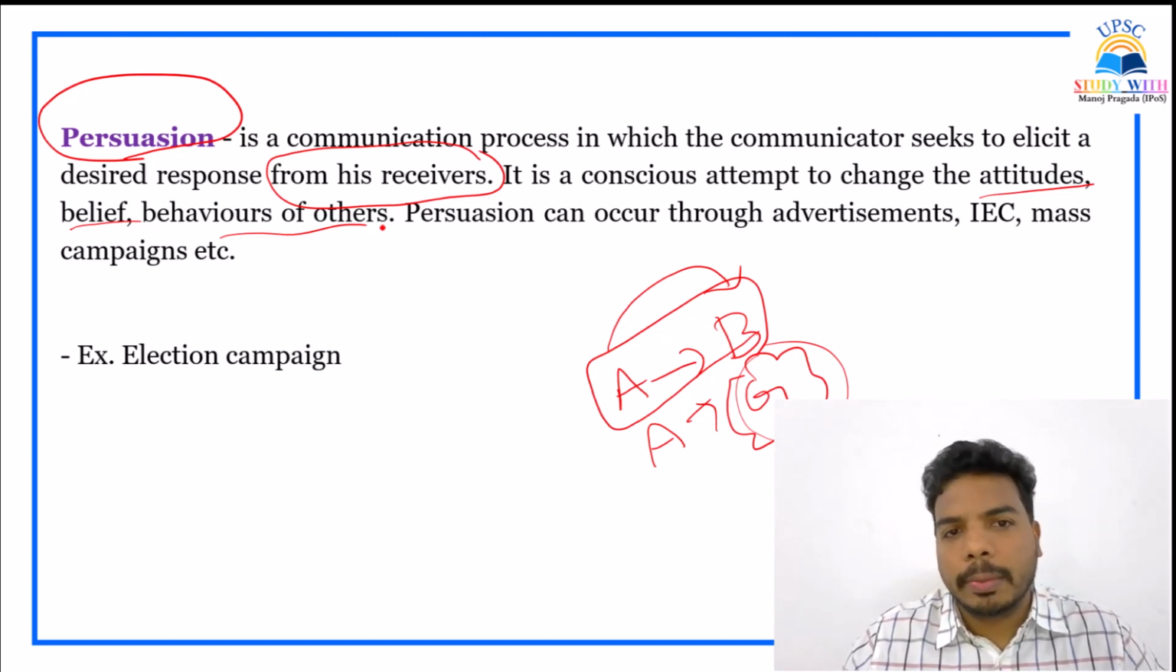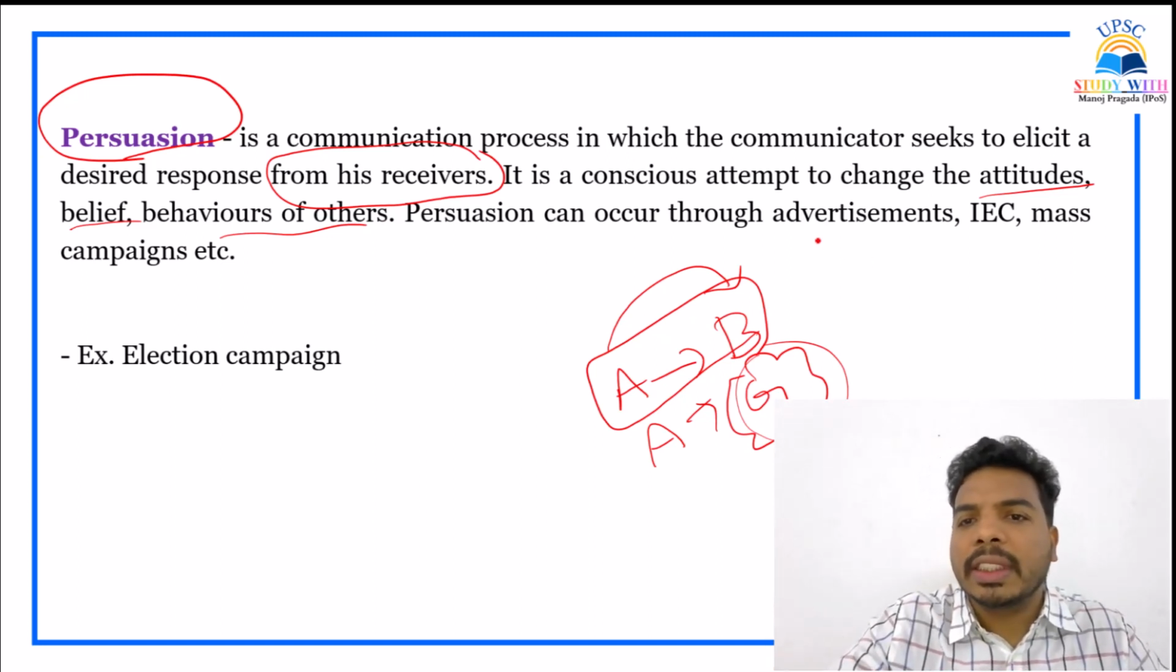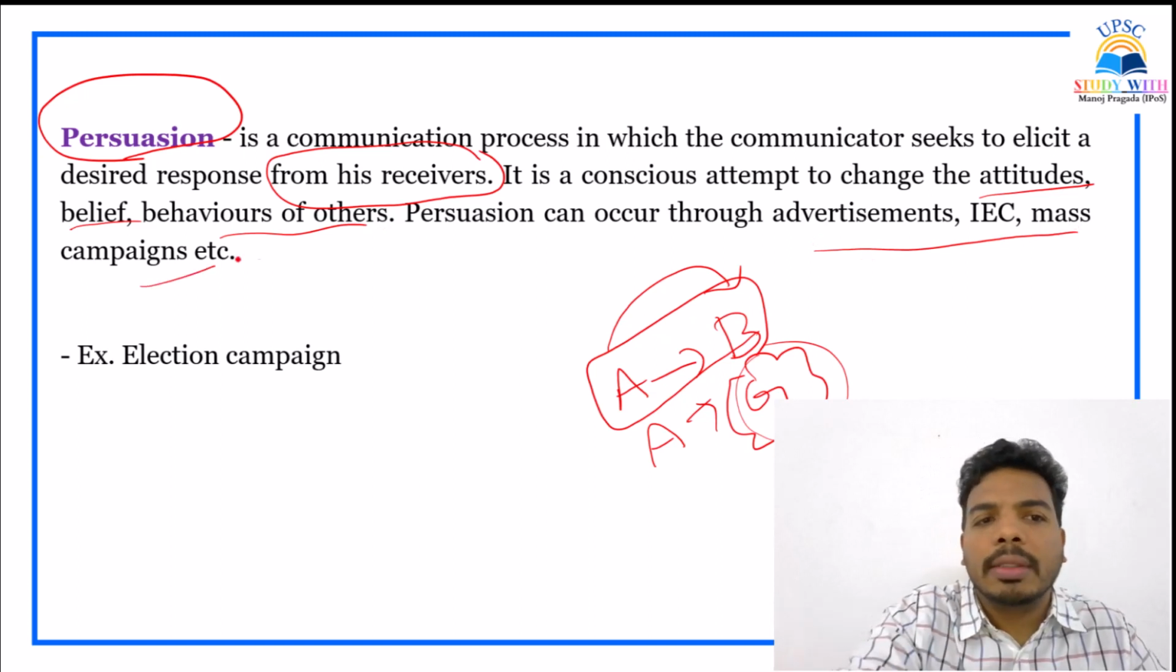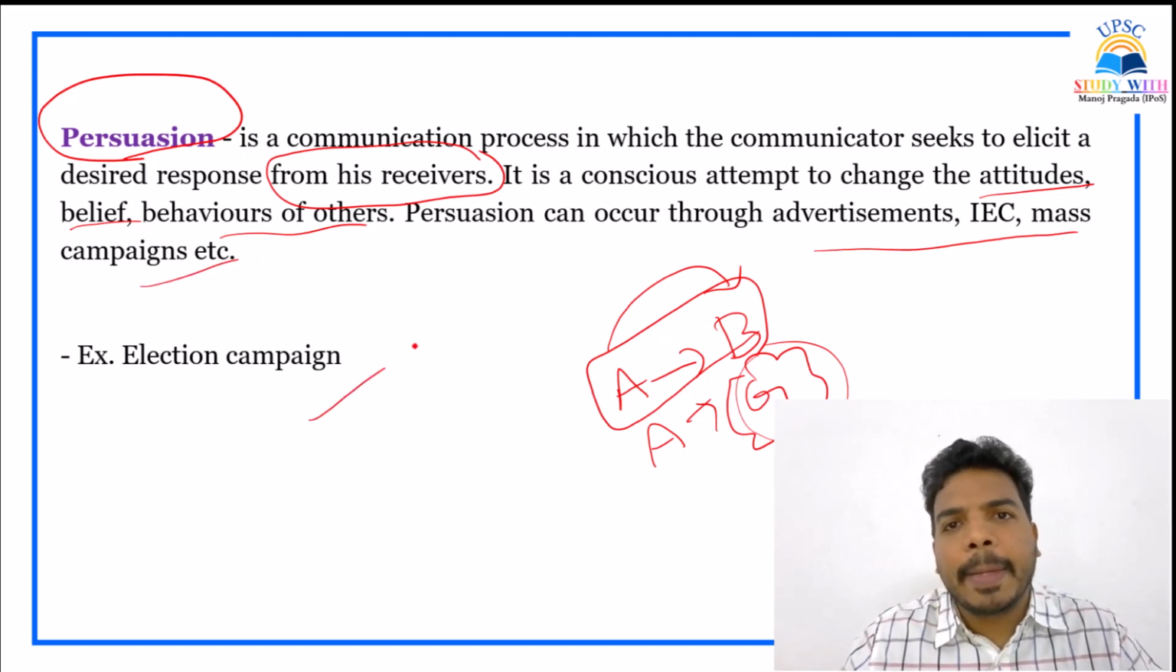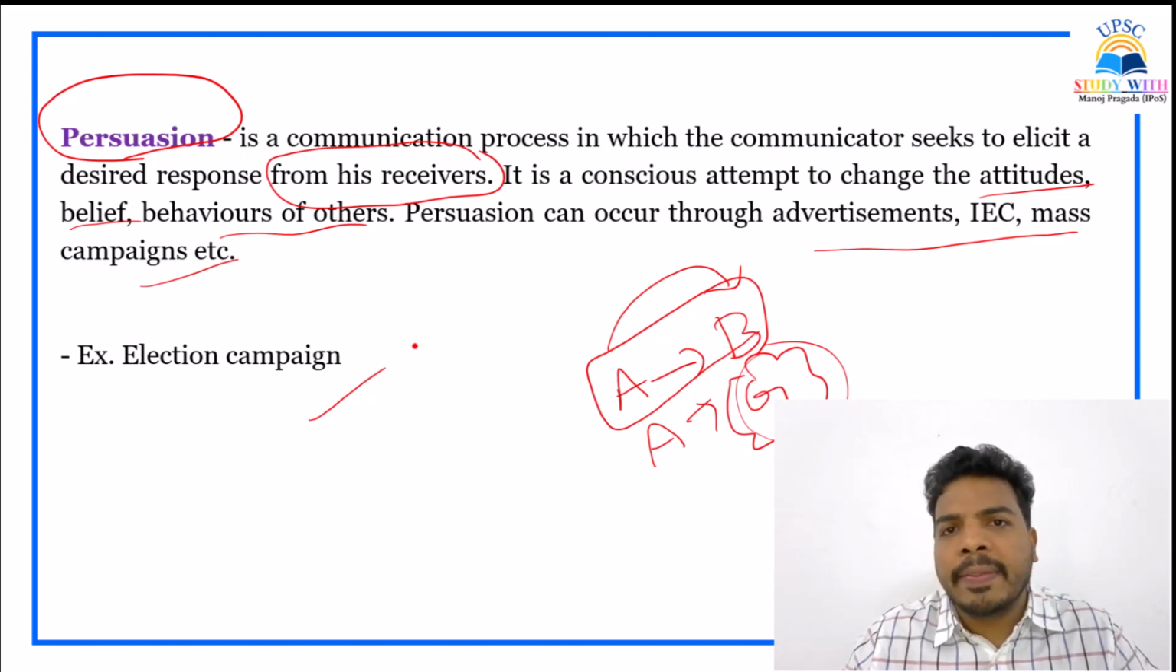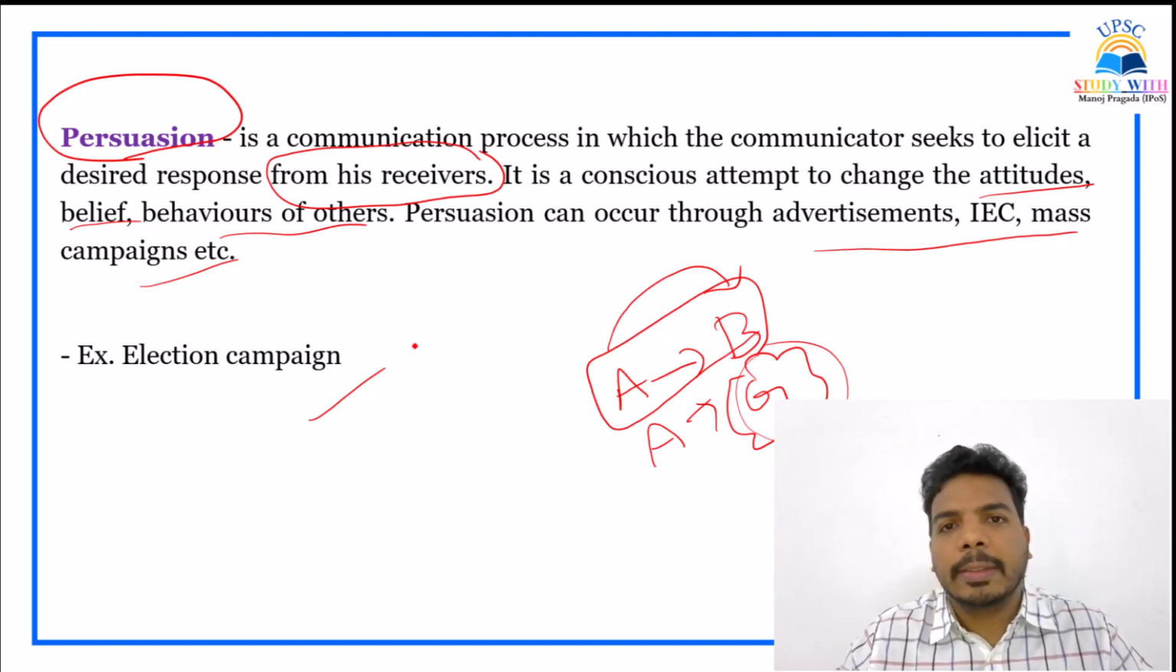How can persuasion occur? It can occur through mass campaigns, advertisements. For example, election campaigns. In election campaigns, parties release manifestos, and the candidates in that constituency go and visit every household. And they tell them that if I win, I will do all these things, or my party will do all these things.